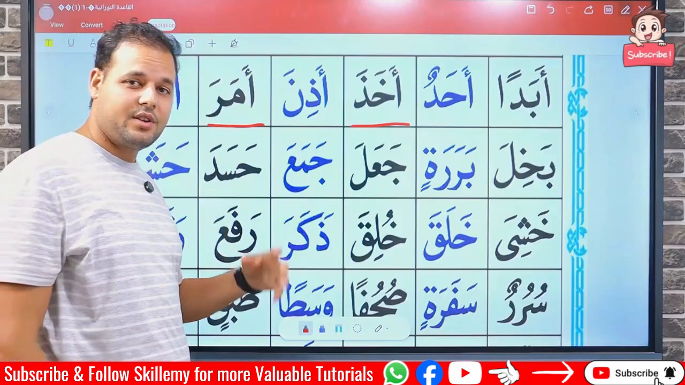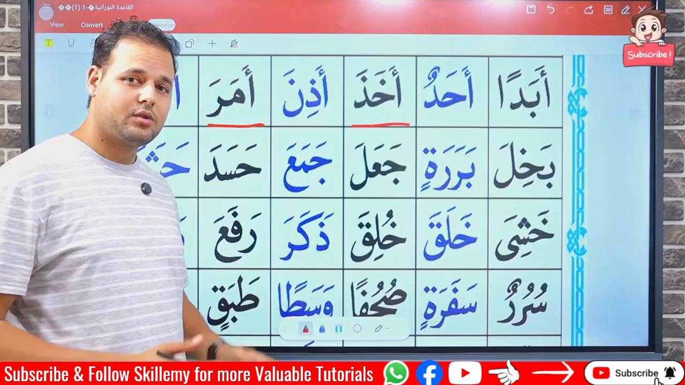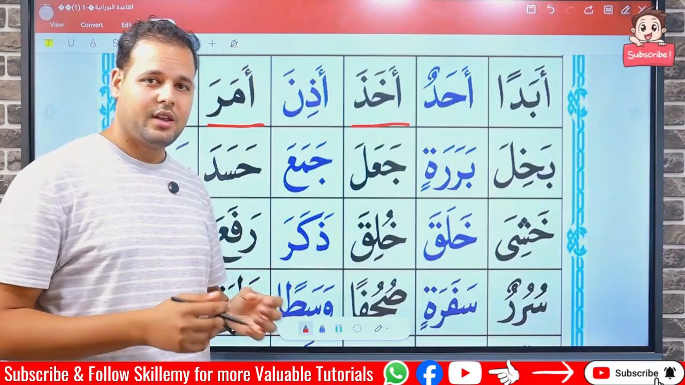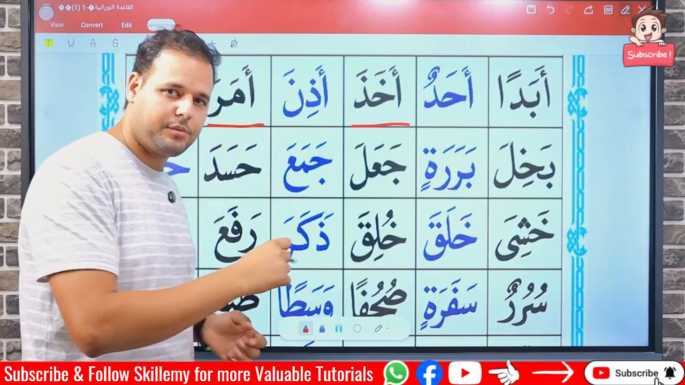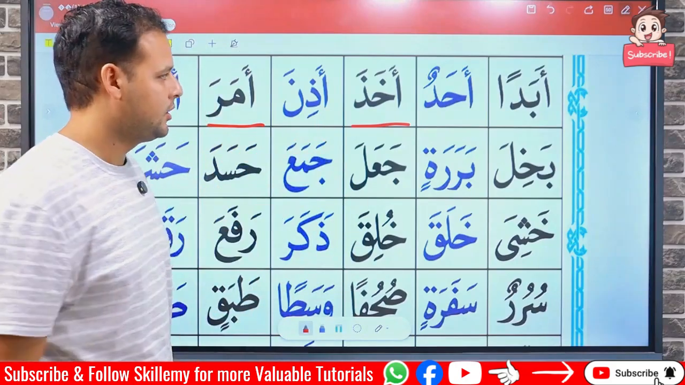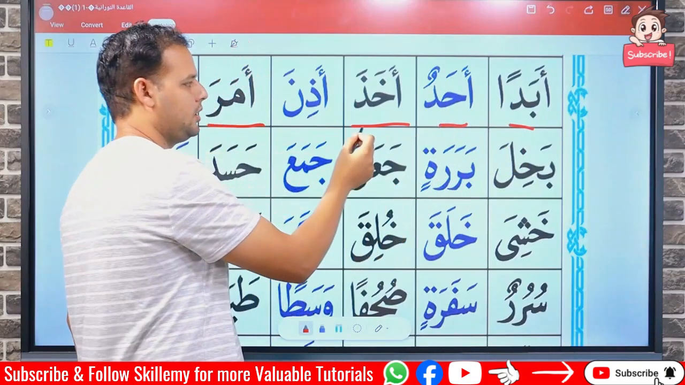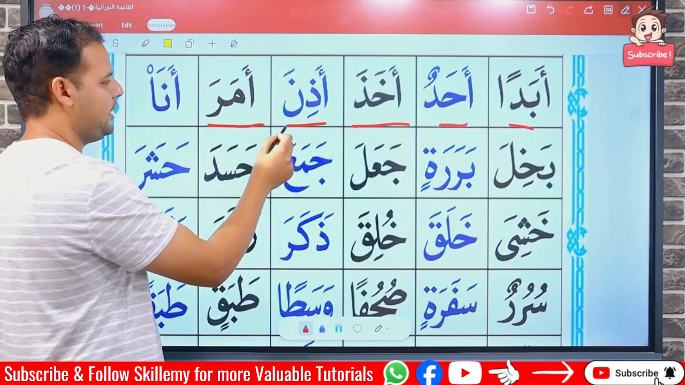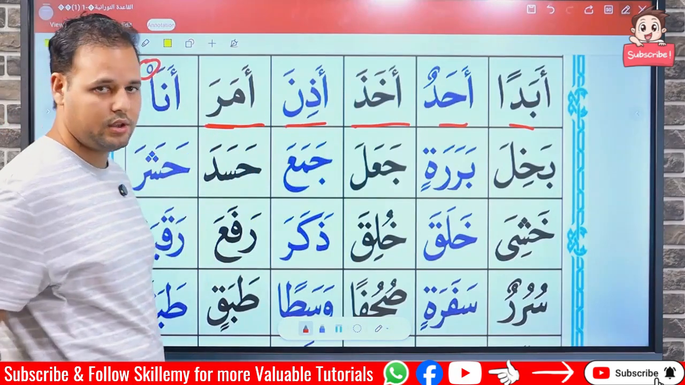When you are doing that, if there are letters that you don't know, like in between the words, try to go back to the page that I told you to print and go from the beginning of the alphabet to the end of the alphabet, and you're going to find your letter. Okay, so that's abadan, ahadun, akhada, adina, amara. This one is ana. We'll talk about this symbol later on, inshallah.